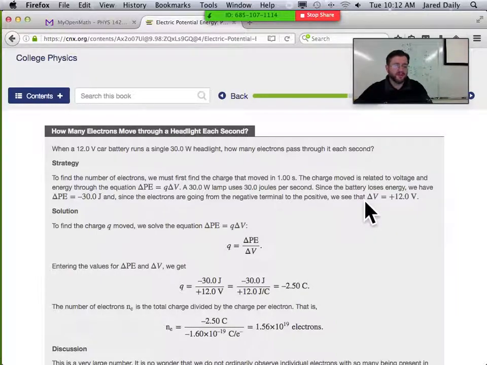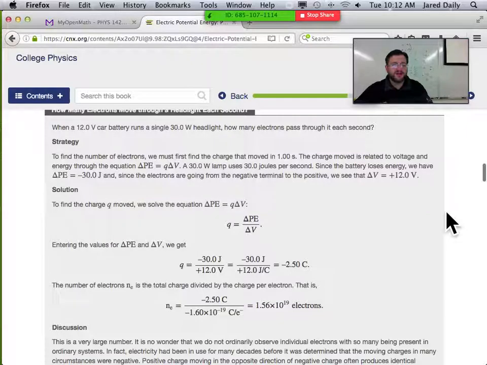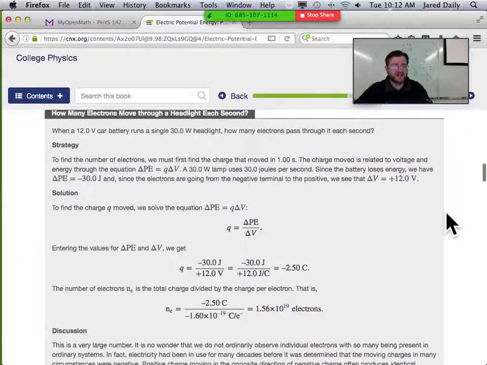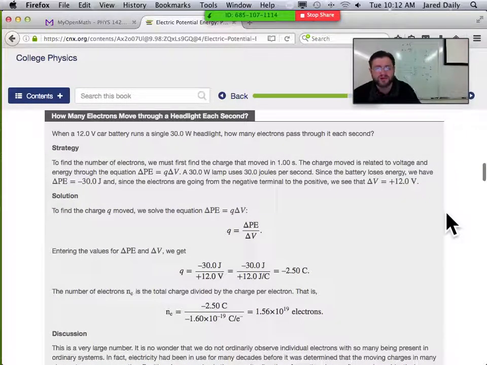Okay, sorry for the delay there. So the next section, the next example says how many electrons move through a headlight each second. You have a 12-volt battery, so it's kind of like this battery up here, this strange representation of the battery anyway. And it's running a single 30-watt headlight. So watts, volts. Let's remember what volts are all about.